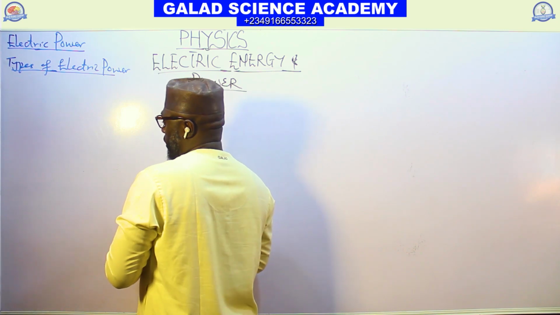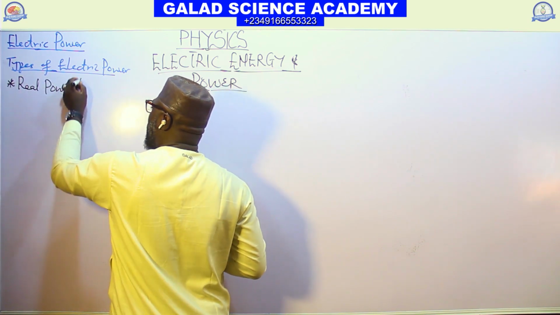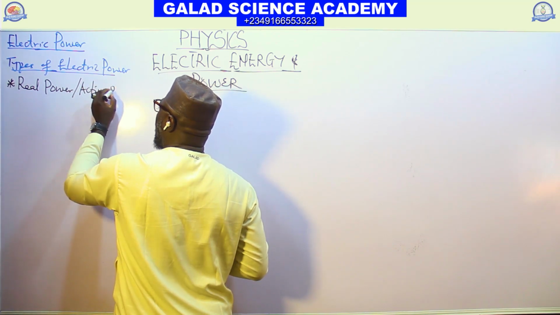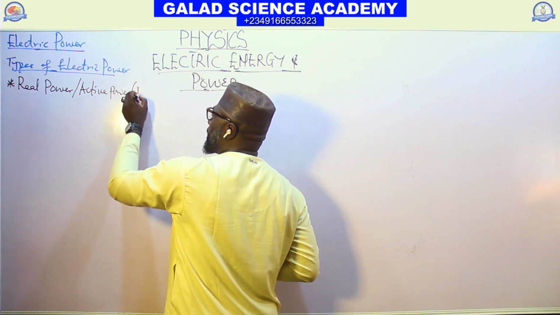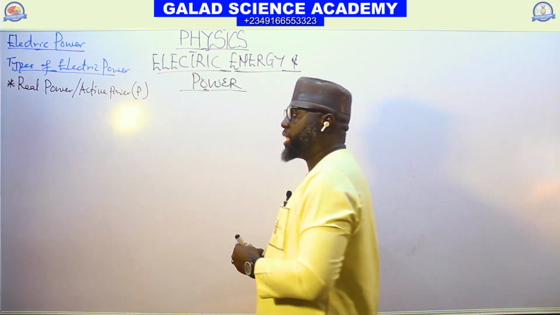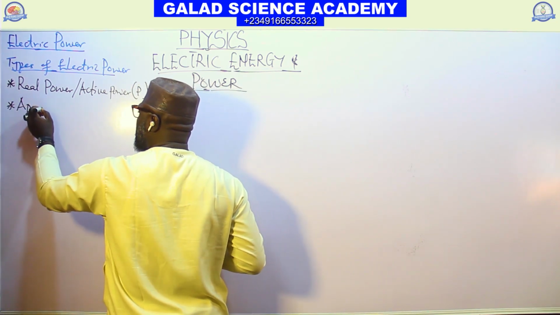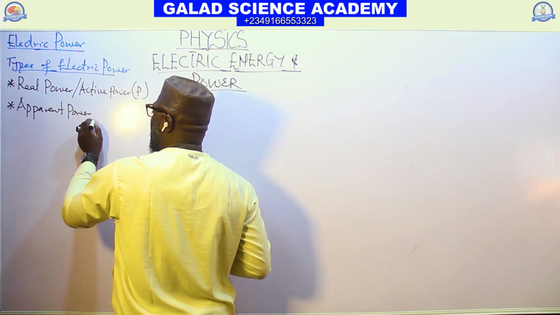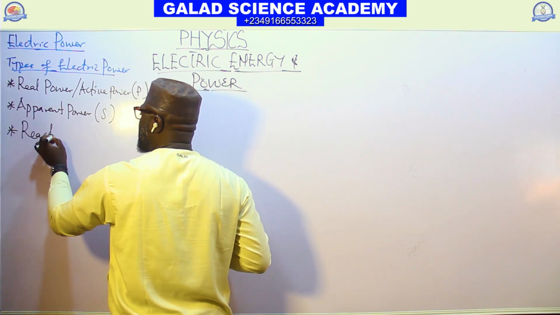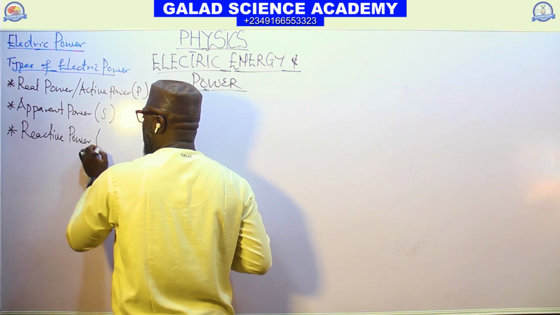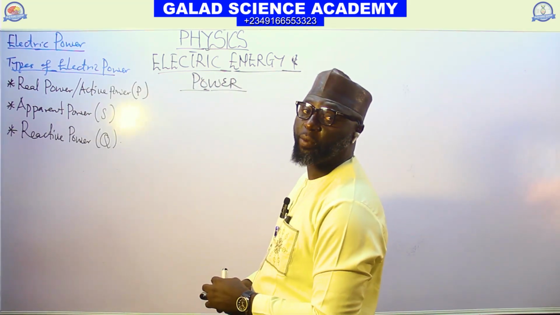The first one we have is real power. We can also call it active power, and it is always denoted by P. The next one we have is apparent power, which is known as S. The third one we have is reactive power, which is known as Q. So these are the three types of electric power we have.